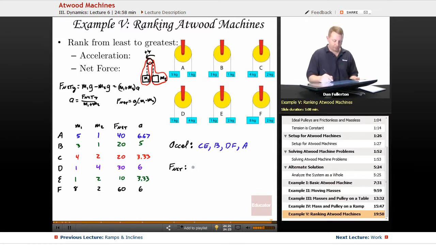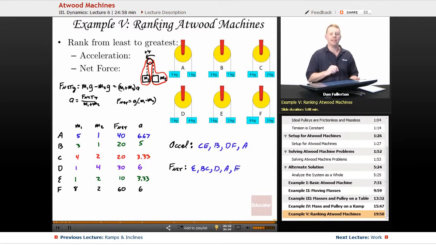Same thing for the net force. It looks like our starting point is E, our lowest. Then B and C are both 20. Then we come to D, 30. Then we come to A, 40, and our highest net force, F, with 60 newtons.